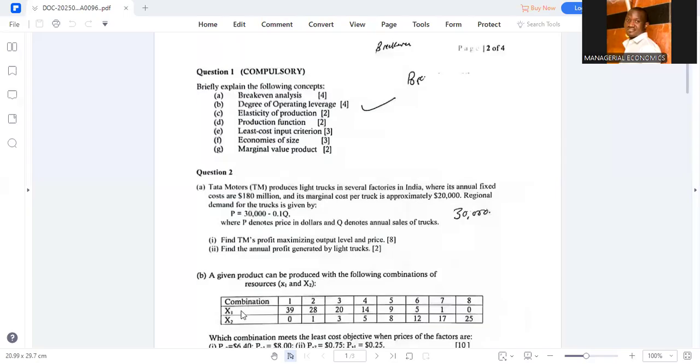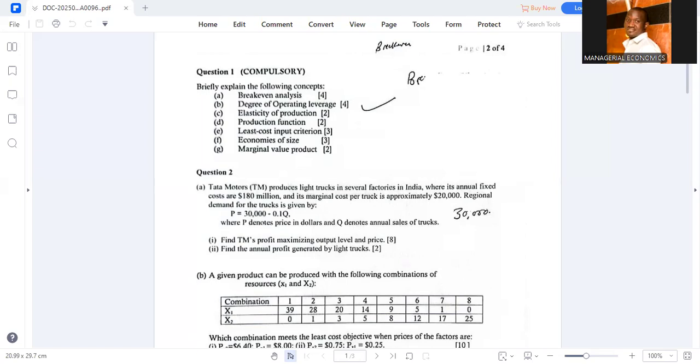So question number 1 reads, explain the following concepts: break even, the degree of operating leverage, elasticity of production, production function, least cost input criterion, economies of scale, and marginal value product. This is about 20 marks, so you cannot afford to miss out any of the questions. With some formulas, so quickly, I'll not take much of the time to explain this.